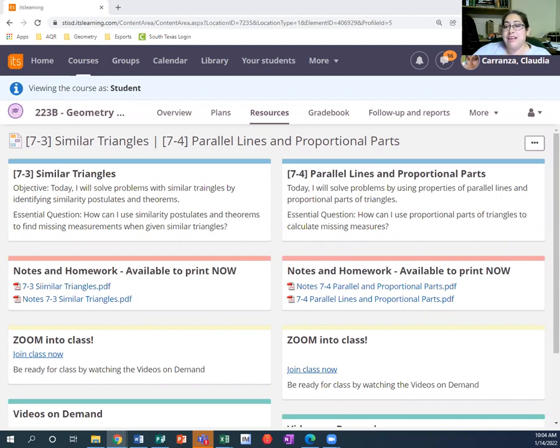We're doing two sections today: similar triangles, which is going to feel a lot like similar polygons from last time, and parallel lines with proportional parts. So for this section, we're really going to have to dig way back into chapter 3, I think, when we did those transversal things.